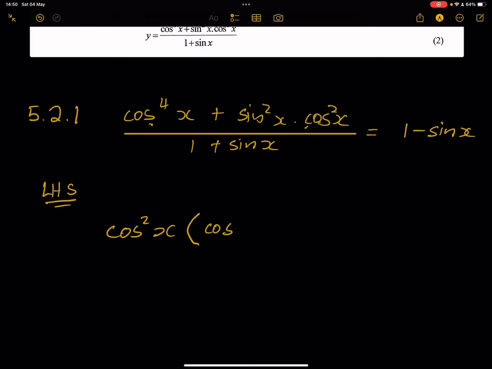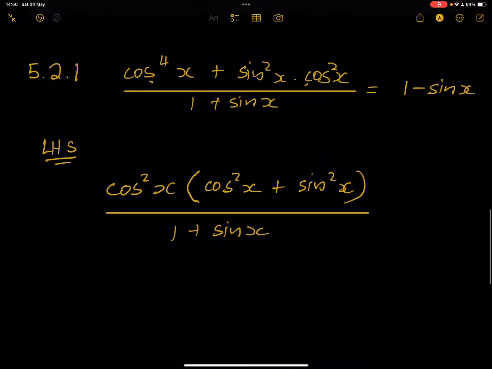Another cos squared of x here, plus sine squared of x, divided by 1 plus sine of x. Now you notice here, this gives us 1. So that's our square identities. Cos squared of any angle plus sine squared of any angle will give us 1. So now we are left with cos squared of x times 1, which will give us cos squared of x. This is divided by 1 plus the sine of x.